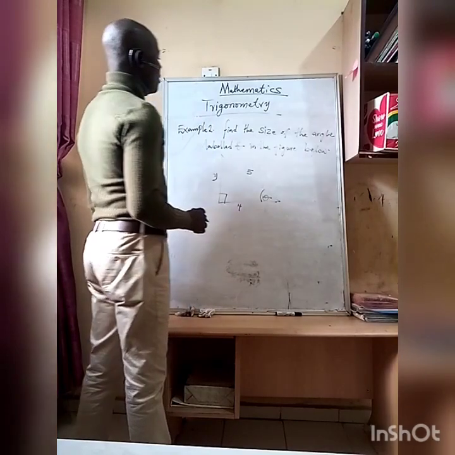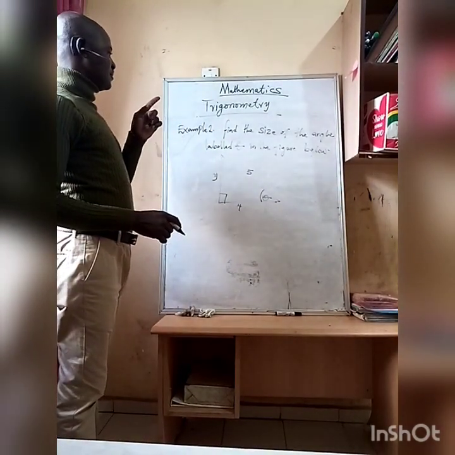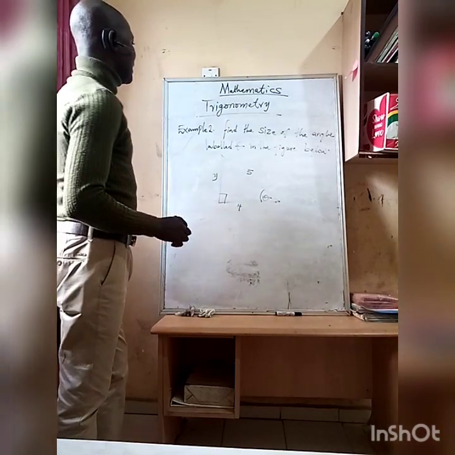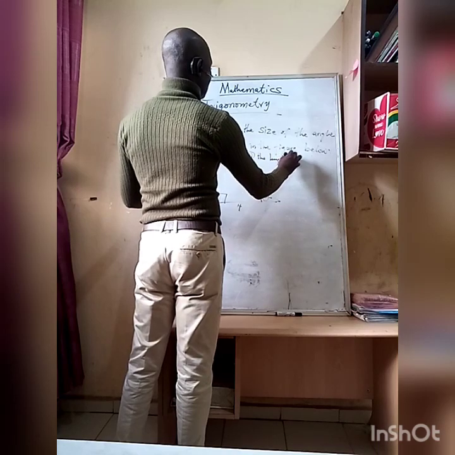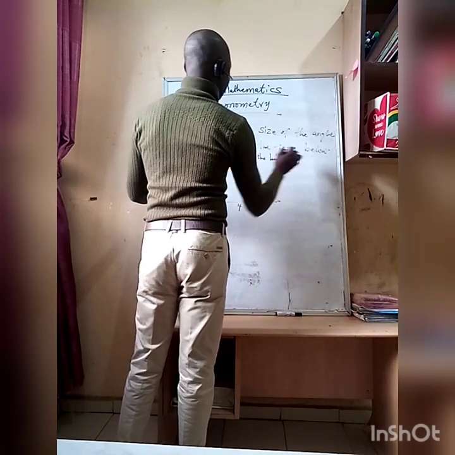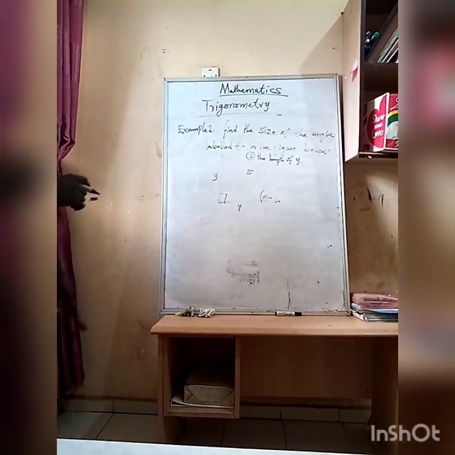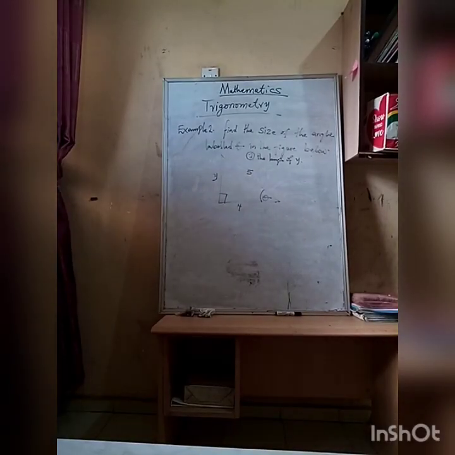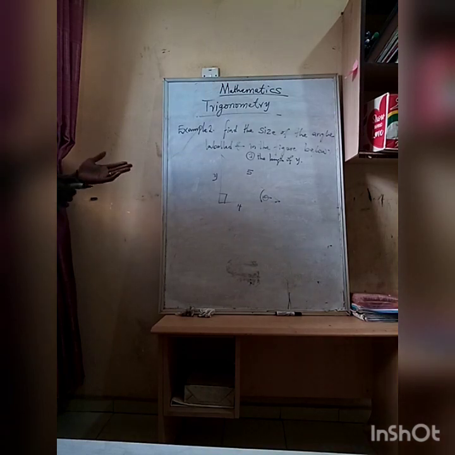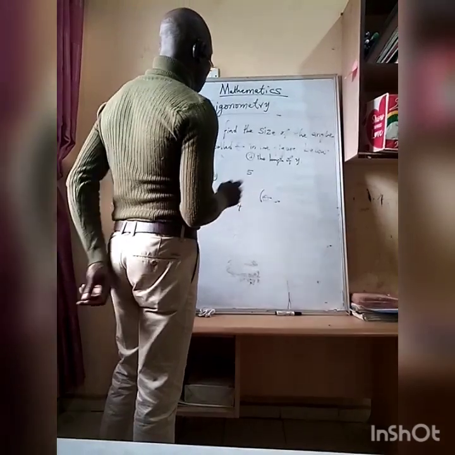In an exam, one may be given something like this. Find the size of the angle labeled theta in the figure below. And the second question, the length of y. Here we are given two of the sides, but we are told to find one of the interior angles. But the moment we get one of them, technically we have all of them. So what do we do?